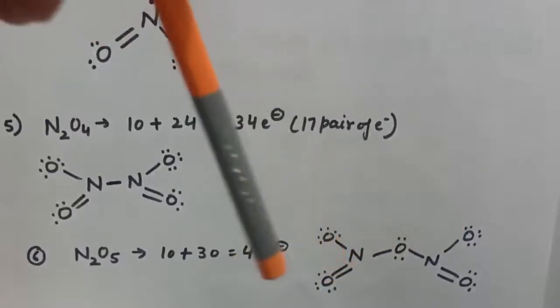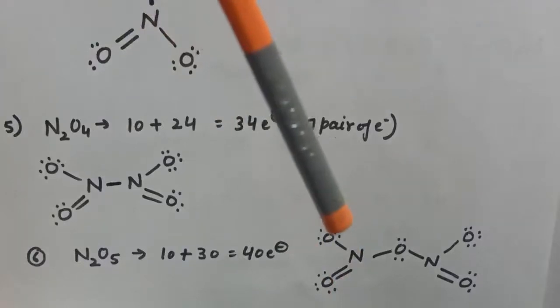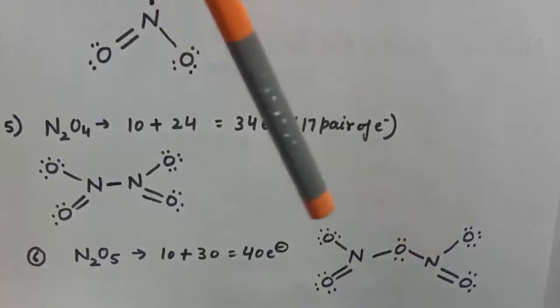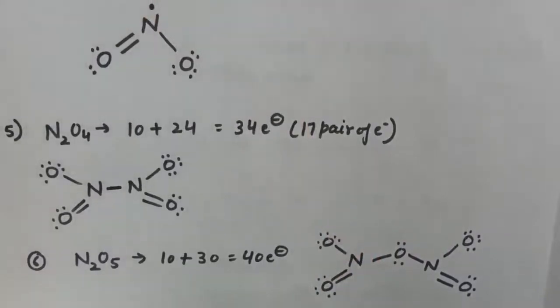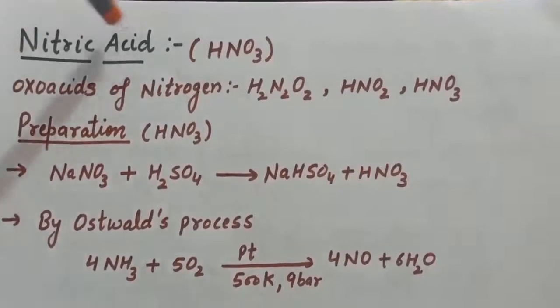After that the remaining pairs can be used for the completion of octet. And here there is a nitrogen-oxygen-nitrogen bond in N2O5 and the octet of each atom is completed. So these are the structures of oxides of nitrogen. Next topic is nitric acid.